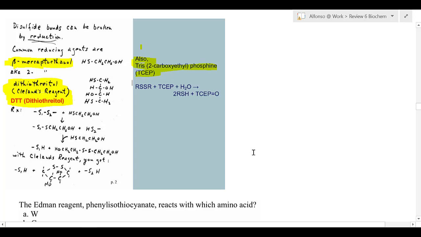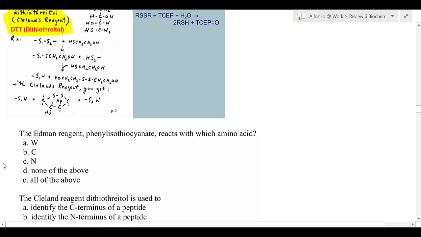So DTT and beta mercaptoethanol both reduce disulfide bonds, and so they break them. Okay, so number 2 on your sheet, the Edman reagent, phenyl isothiocyanate, reacts with which amino acid?